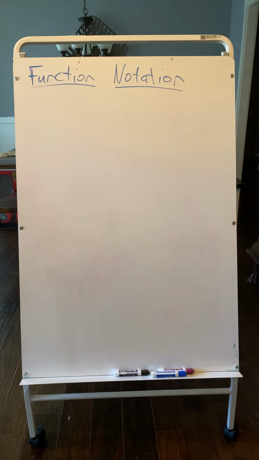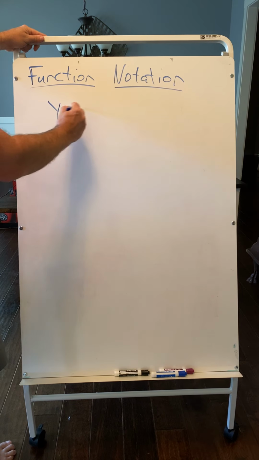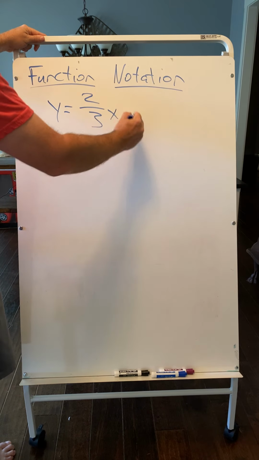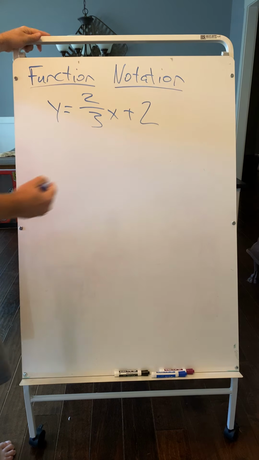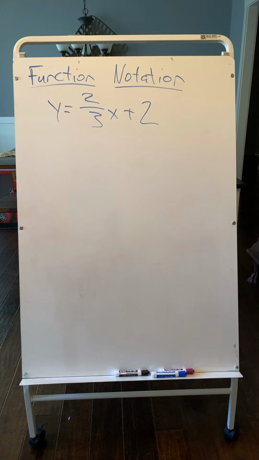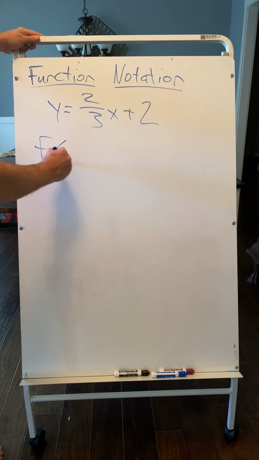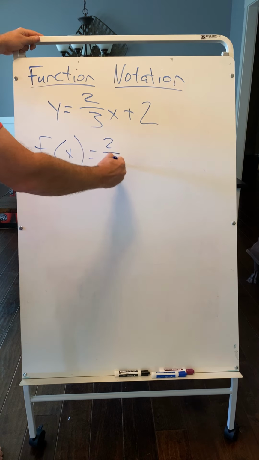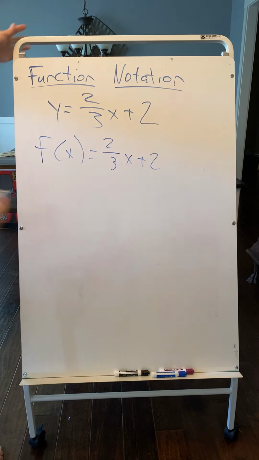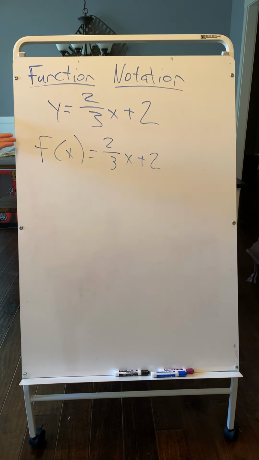Okay, so today we're going to talk about function notation. Now we've been graphing and it looks like y equals 2/3 x plus 2. Now they're going to change it, and the only difference in function notation and standard notation that we've been doing is instead of the y, they're going to put f of x. Now they're going to give you this, and this is going to be written as function notation. Typically, they're going to say f of x equals that, equals 2/3 x plus 2.